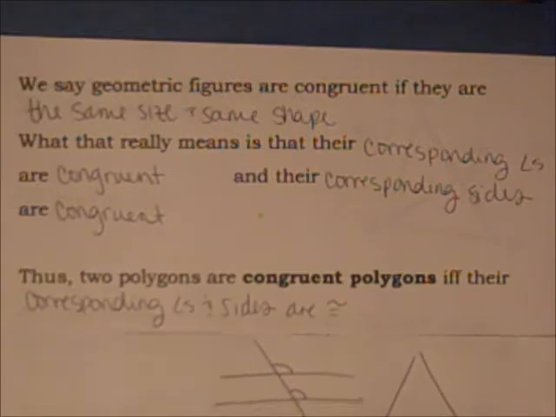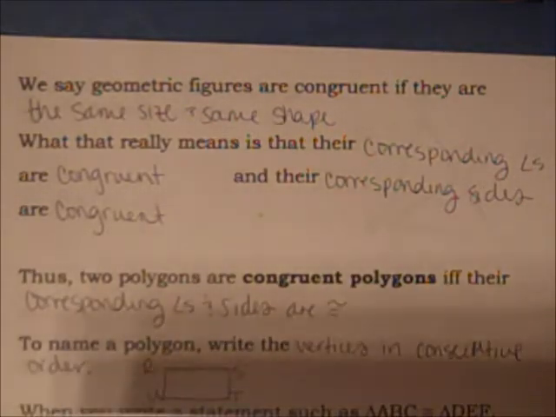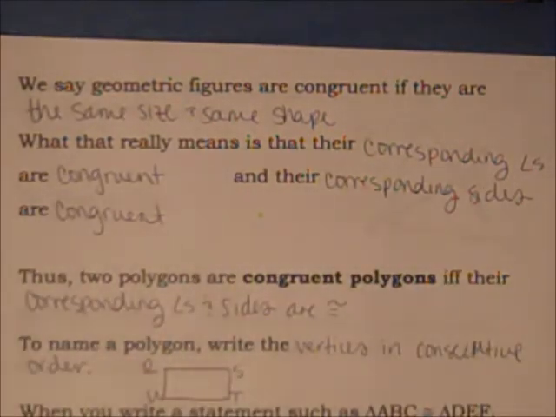Okay, thus two polygons are congruent if and only if their corresponding sides and angles are congruent. And this is just the definition here written as a biconditional. We know it's a definition because I can read it forward and backward. So we're going to use the definition of congruent polygons in a lot of our proofs today to prove why these are congruent. Well, definition of congruent polygons.